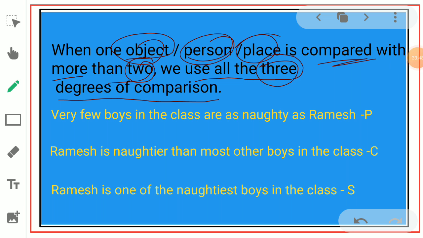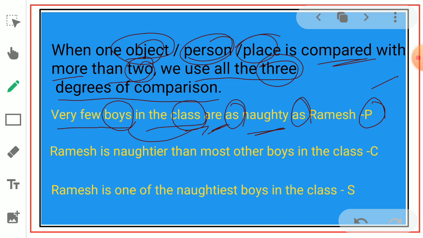Here you can see, very few boys. So how many boys are there? Very few boys. Keep in mind it's in the plural form. In the class, the helping verb are is used because of the plural form. Yes, the plural boys is connected with the helping verb. As is mandatory to use where the positive form is used. Naughty, naughty is an adjective.